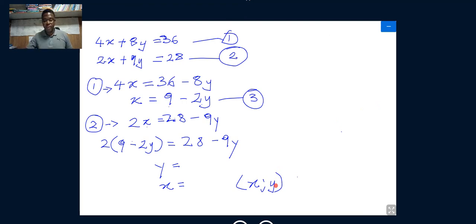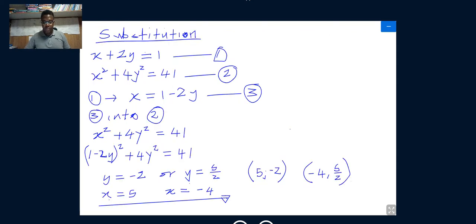This is it. We're done. We substitute. We've done it. So on this method you follow the same method that I've done on this slide. Here it looks exactly the same.